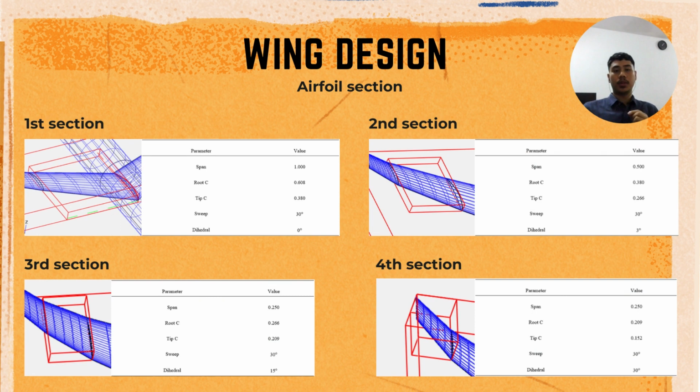So this is the wing that we designed for this mini project. We designed the main wing with a 30-degree sweep angle. These are the parameters for each section of the main wing. The first section is a flat wing with 0 degree. The wing is cranked dihedral for the next sections, with 3 degrees at the second section, 15 degrees at the third, and 30 degrees at the last section.